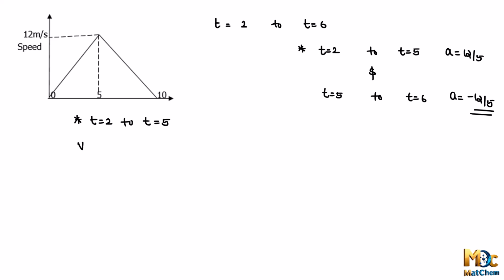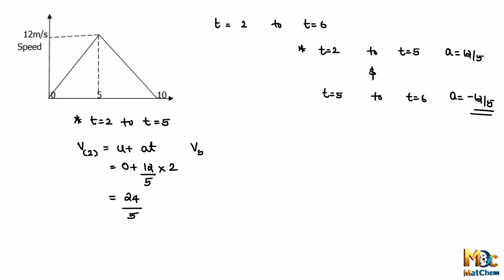Therefore, the velocity or the speed at the time 2 is equal to u plus at. So what is u? Here at the time 2, it is starting from rest. Therefore, 0 plus acceleration 12 by 5 into the time at which you are calculating, that is 2 seconds. That is equal to 24 divided by 5.